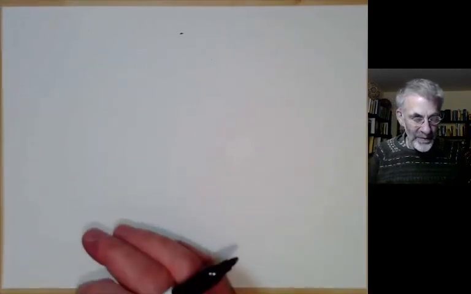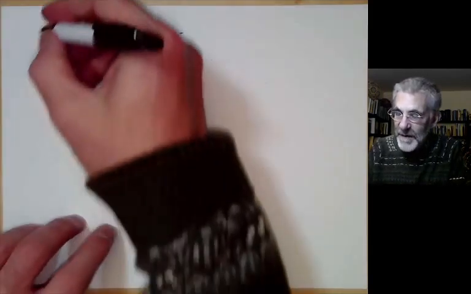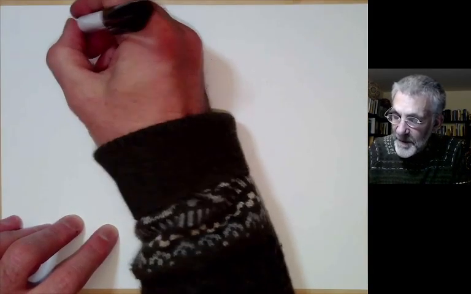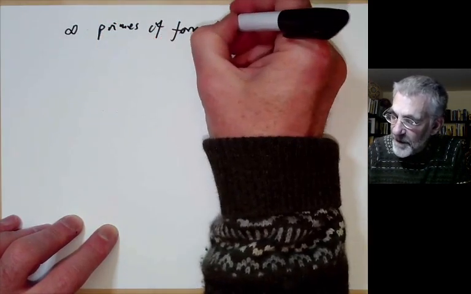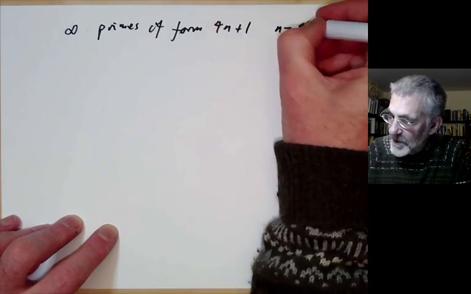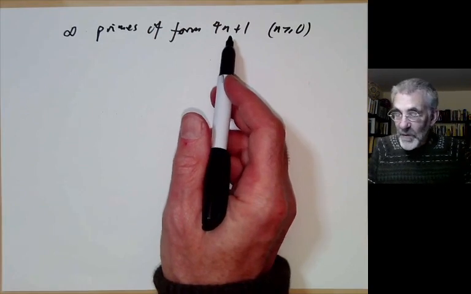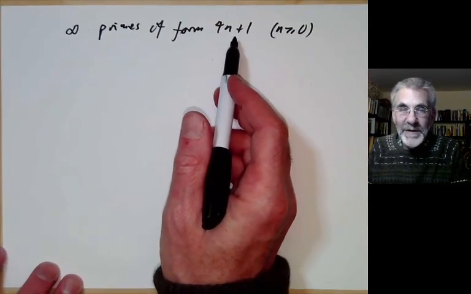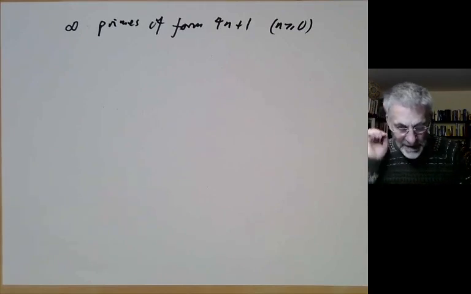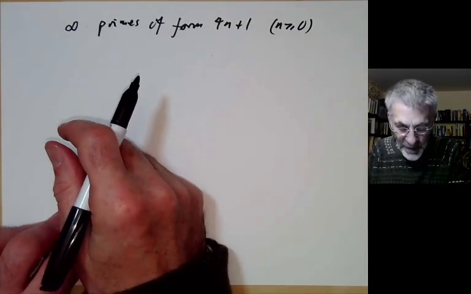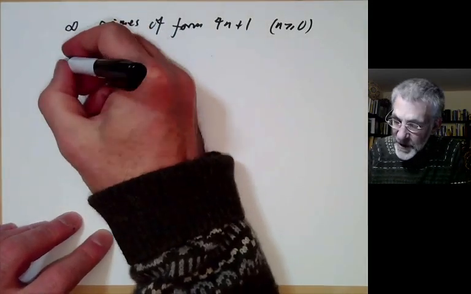Now I want to complete something that we discussed in an earlier lecture but didn't really finish. I wanted to show that there are infinitely many primes of the form 4n plus 1 with n greater than or equal to 0. In other words, if you write the number in base 4, then its last digit is going to be 1. I gave about half of a proof, but there was one step that I didn't carry out. We want to show the following thing.